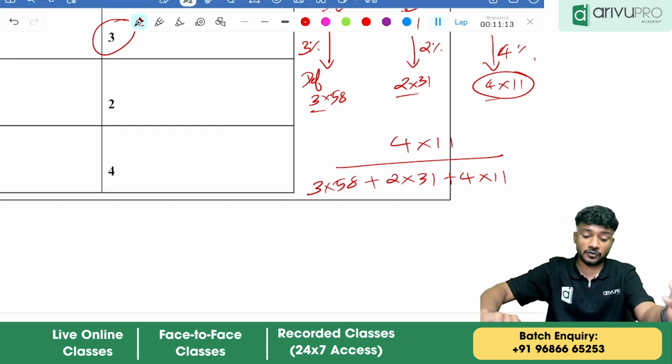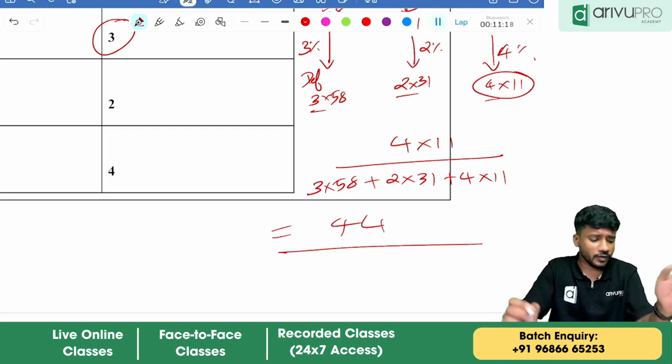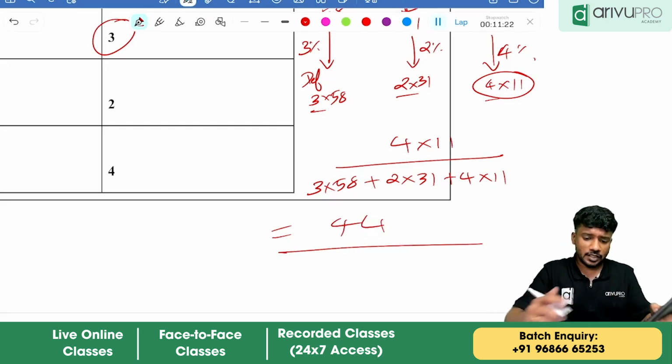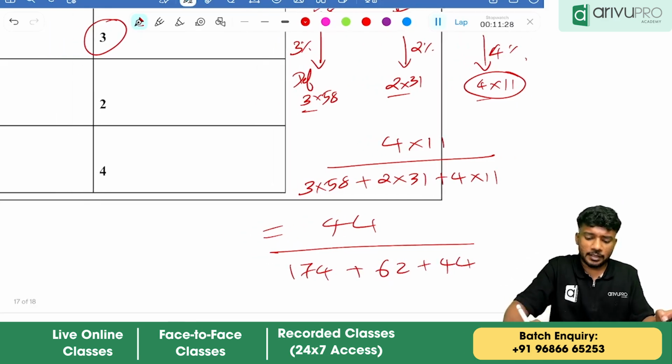If you feel like it is confusing, you can substitute the values and get the answer. 44 divided by, what is it? Clear everything. 3 into 58, which is equal to how much? 174 plus 62 plus 44. This way also you can get me the answer.